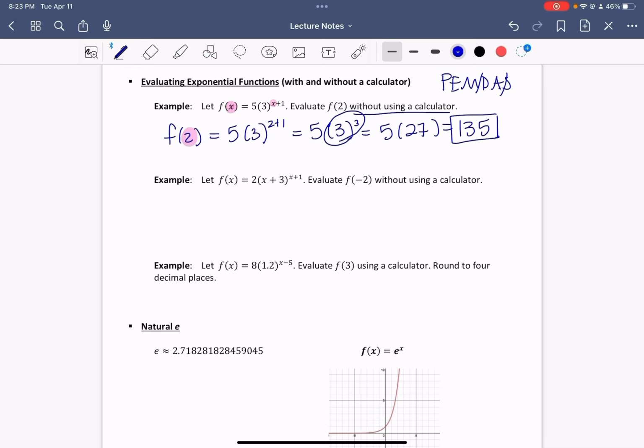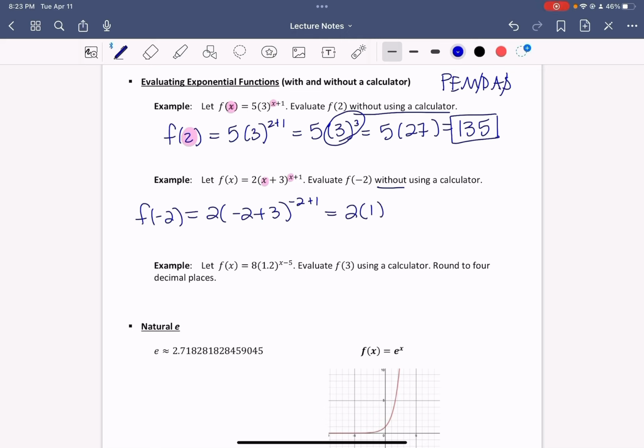Next one, let f of x equal 2 to the 2 times x plus 3 to the x plus 1. Evaluate f of negative 2 without using a calculator. So I should have a really nice number here. So f of negative 2, be careful with that negative. That'd be 2 to the 2 times negative 2 plus 3 to the negative 2 plus 1. I'm plugging in here for x and here for x. So it gives me 2 to the... let's see. Negative 2 plus 3 is a positive 1.